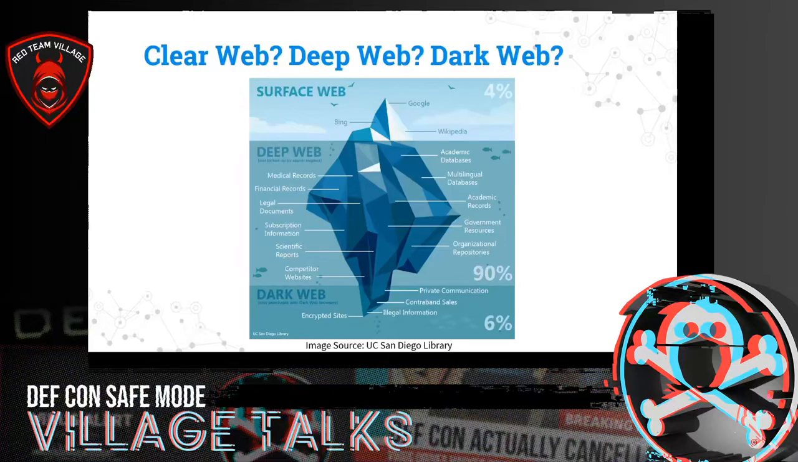The majority of the internet is the deep web, and people confuse the dark web and deep web. As you can see, only 6% of the internet is the dark web, and 80 to 90% is the deep web.